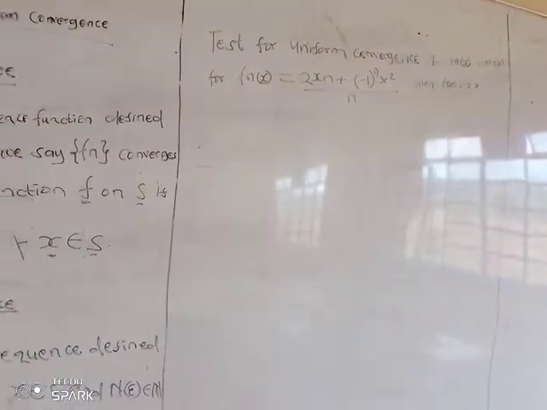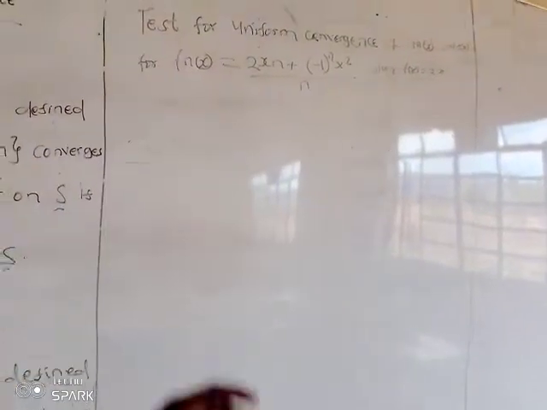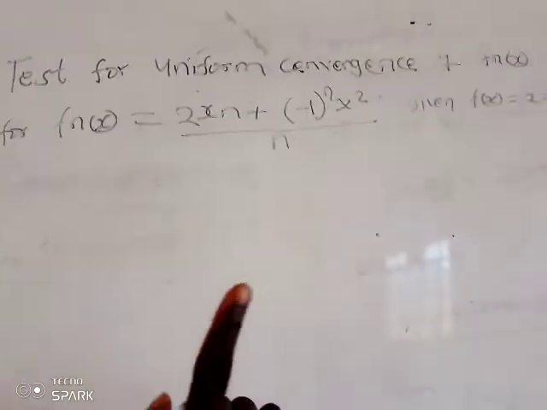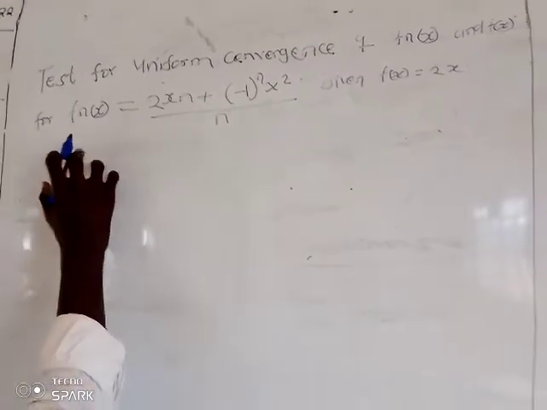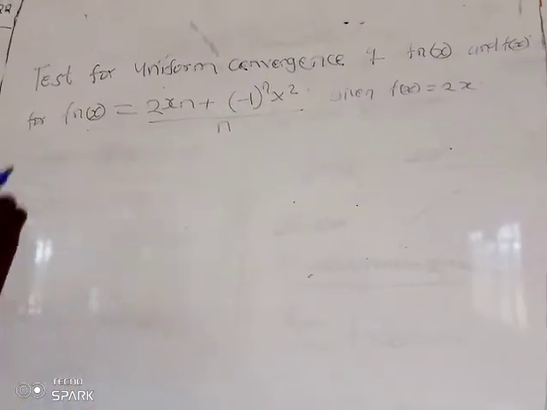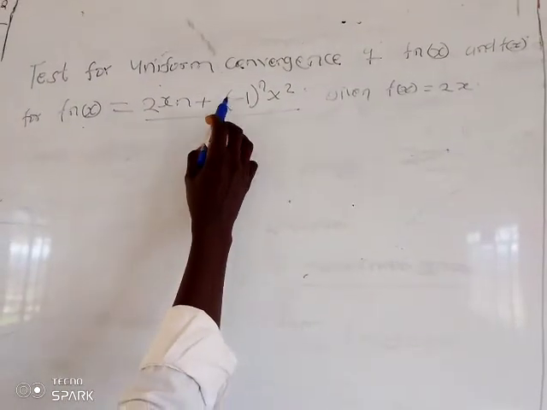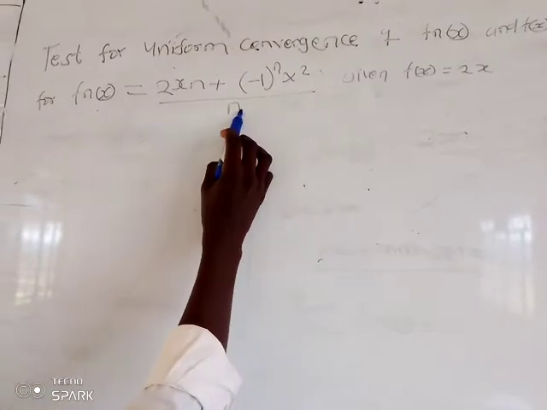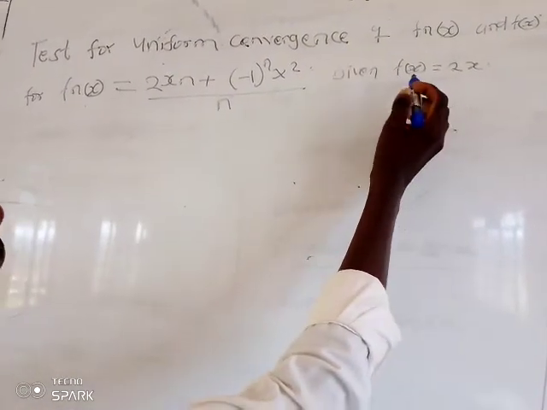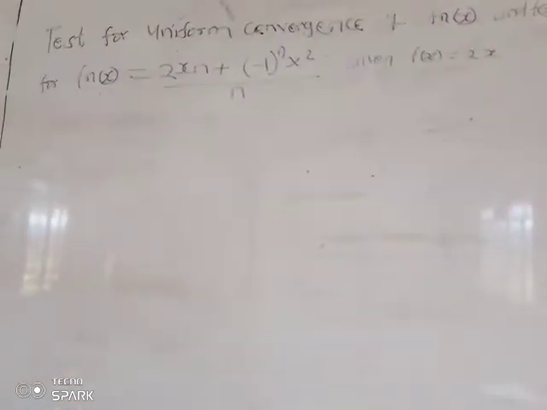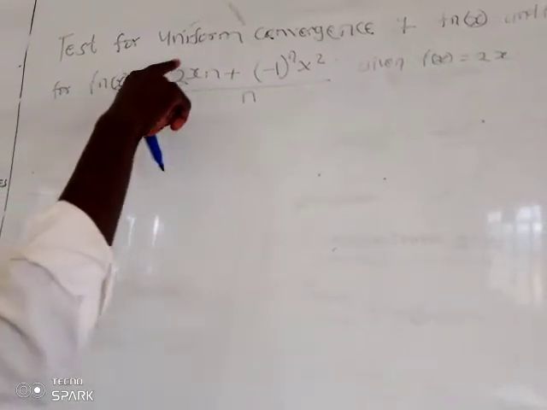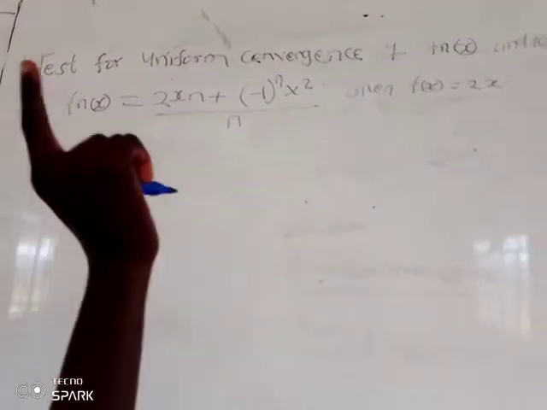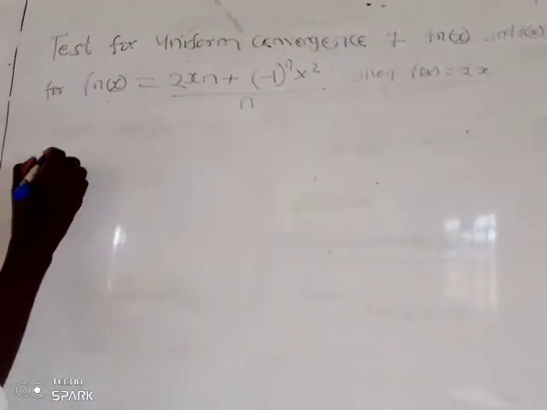We can apply the concept of pointwise convergence and uniform convergence to solve the problem above. Test for the uniform convergence of f_n of x and f of x. You have been given f_n of x, which is 2xn plus negative 1 to the power n times x squared, all over n. And you have been given your f of x to be equal to what? 2x. To test for uniform convergence of this function, we shall start by doing what? Checking the pointwise convergence.